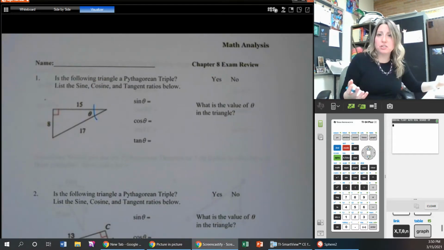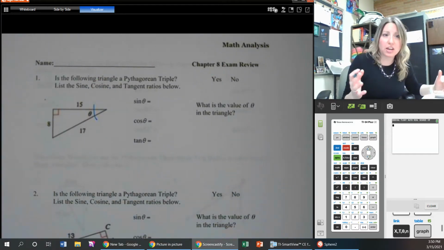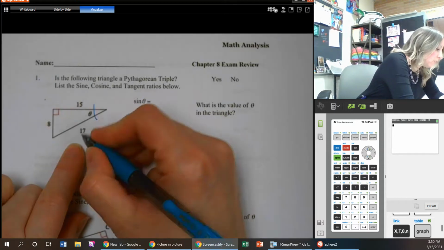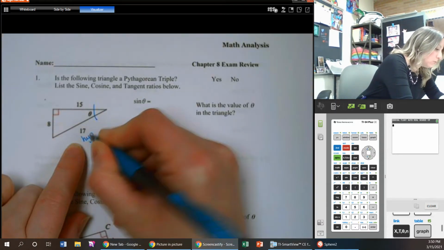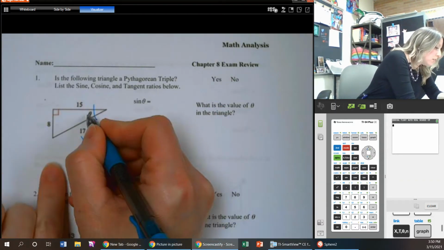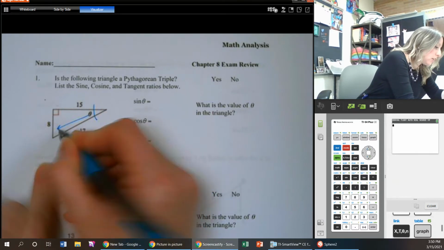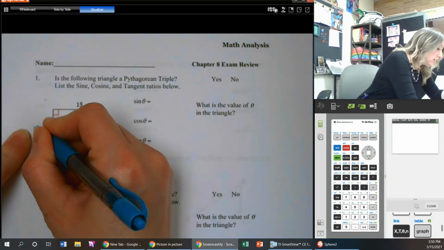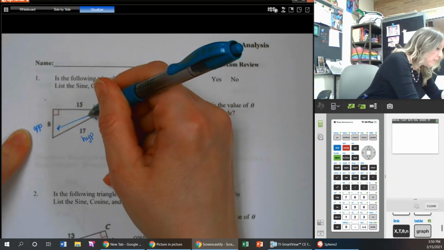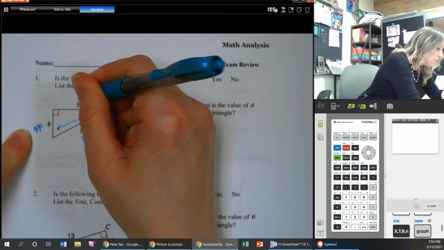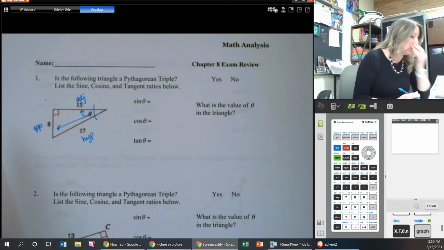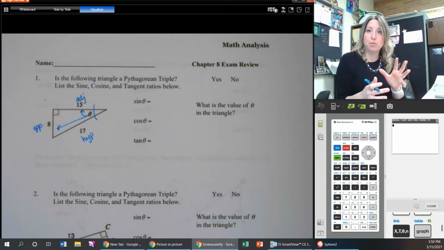Let's label the sides of it first, just based on the theta. We know that 17 being the largest side is going to be your hypotenuse side. From the angle theta in question, the side across from it here, the 8, is the opposite side, and this side next to it here, the 15, is the adjacent side. So then we can kind of go from there.